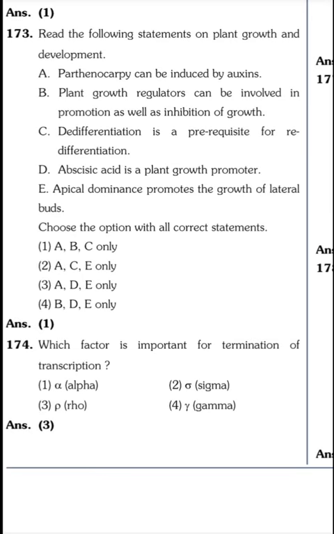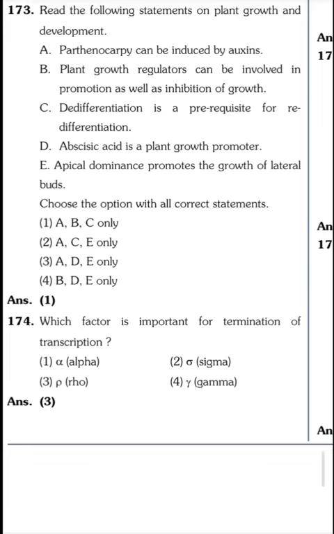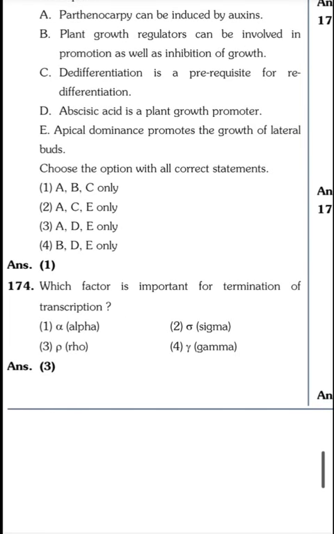Abscisic acid is a growth inhibitor. So D is incorrect. Apical dominance produces the growth of lateral buds. It promotes the growth of apical buds. So D and E are incorrect. So A, B, C is the correct statement. Which factor is important for termination of transcription? Rho factor. Sigma for initiation. Termination, rho factor.